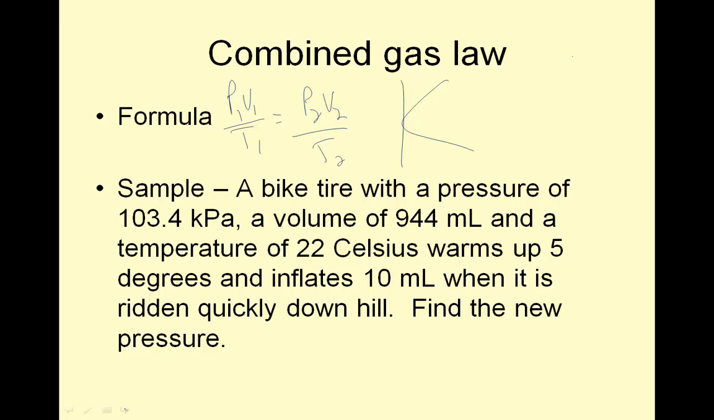Sample: a bike tire with a pressure of 103.4 kilopascals, a volume of 944 milliliters, and a temperature of 22 degrees Celsius. Ooh, that's a dirty word. 22 plus 273 equals 295. I don't even want to look at that. It warms up 5 degrees, so my final temperature is going to be 300 Kelvin. And it inflates 10 milliliters, which means my final volume is going to be 954. When it is ridden quickly downhill, find the new pressure.